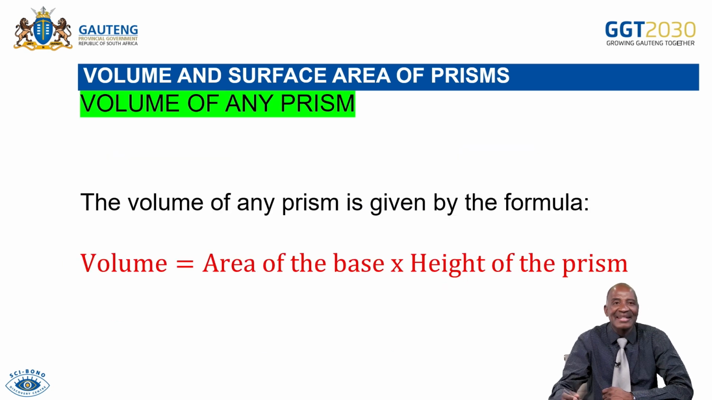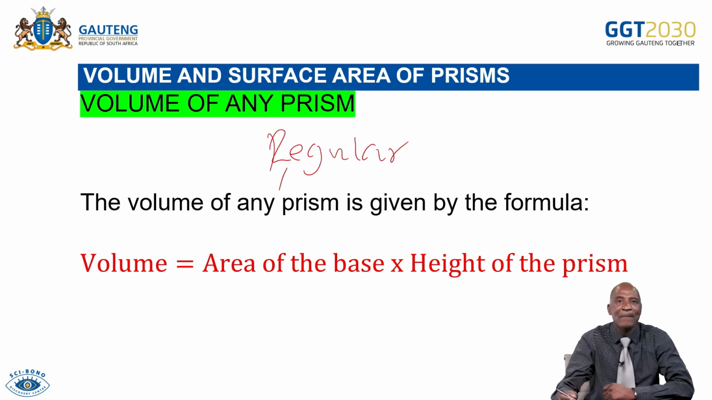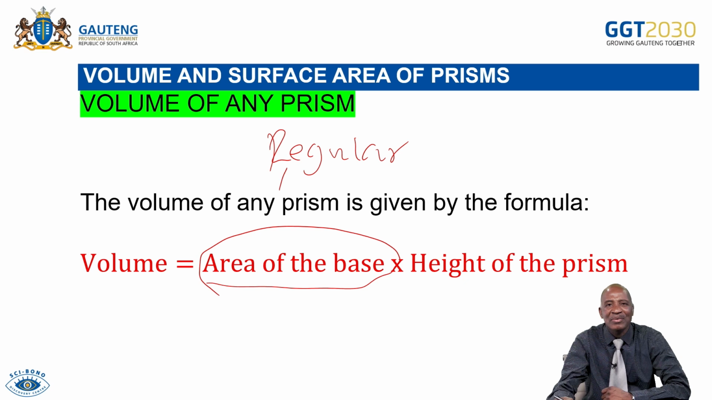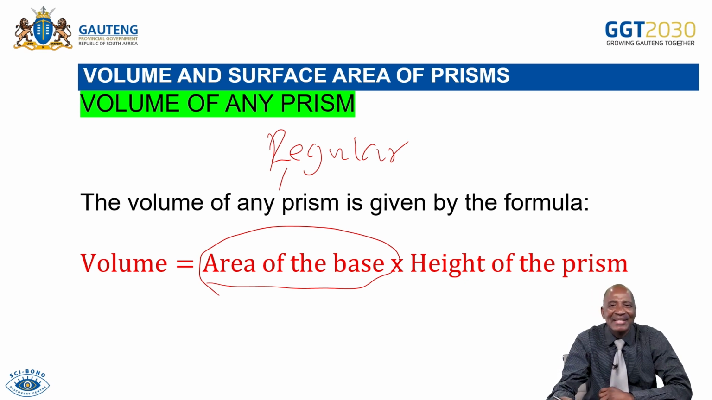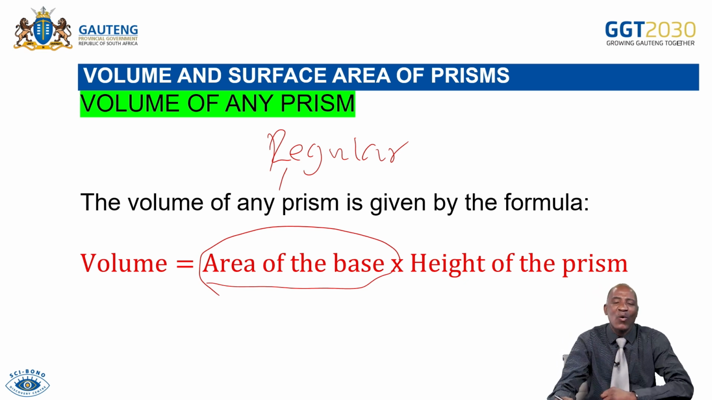Hence, the volume of any prism, as long as it is a uniform or regular prism, we need to be specific here, that is a regular prism, is given by the area of the base. You focus on the base of that shape, then get its area, then multiply by the height of the prism or the length of the prism, depending on how that shape is positioned.